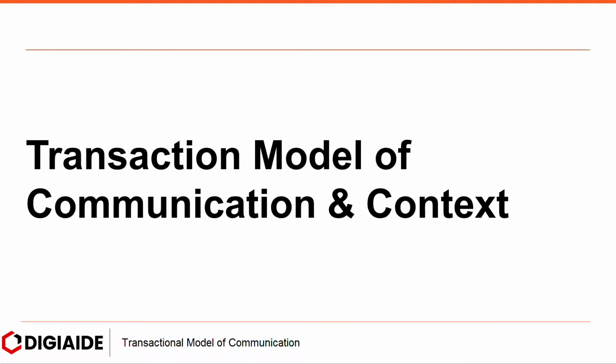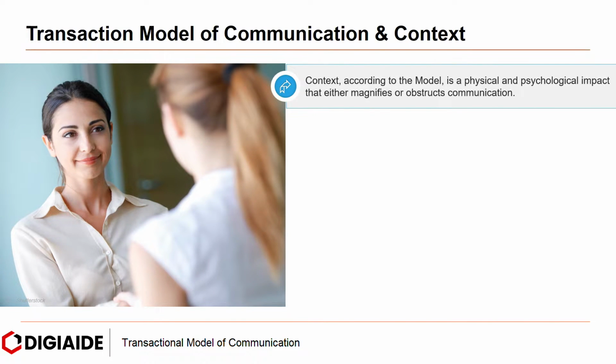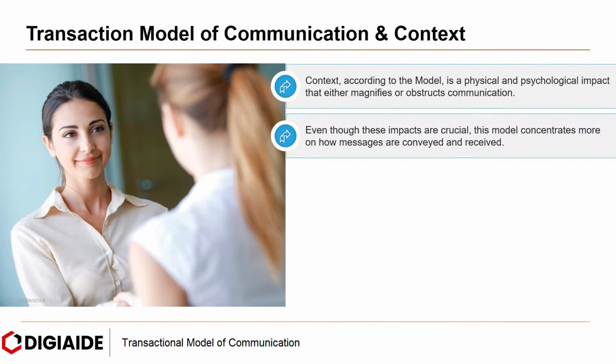Moving on to the aspect of context under the model. Context, according to the model, is a physical and psychological impact that either magnifies or obstructs the communication. Even though these impacts are crucial, this model concentrates more on how messages are conveyed and received.